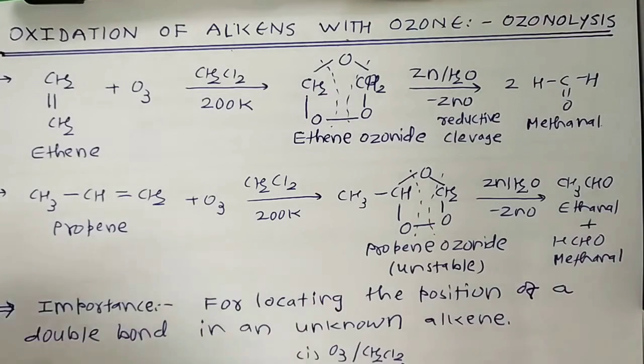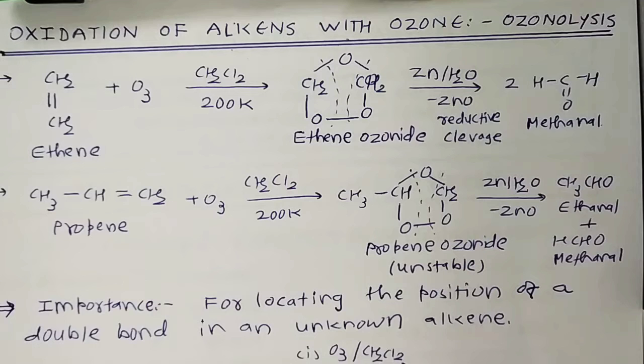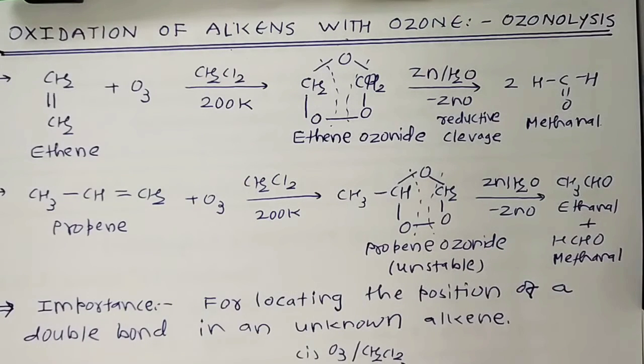Hello students, today we continue our topic of chemical properties of alkenes. In chemical properties of alkenes, we already discussed the electrophilic addition reactions. Then we discussed the oxidation reactions of alkenes. In oxidation of alkenes, the first point is full combustion reactions.